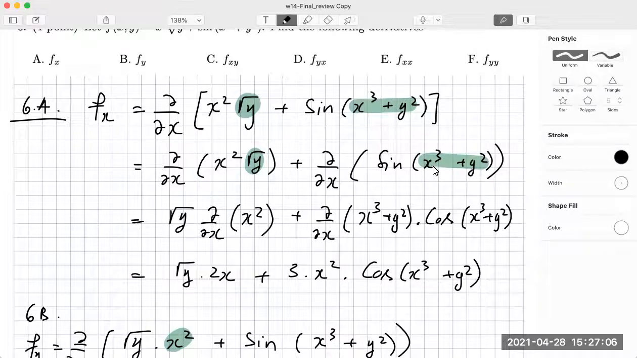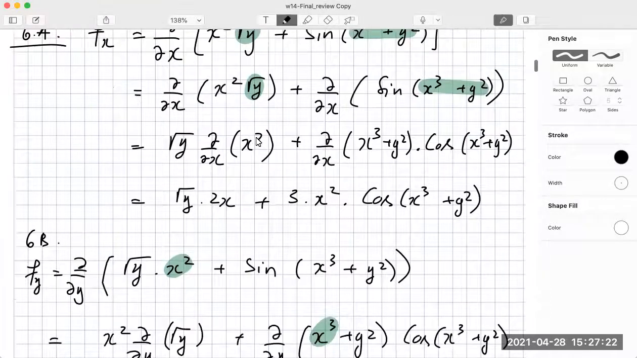x cubed plus y squared. So it will be the derivative of the inner function right here, which is the derivative of x cubed plus y squared, times cosine of this. Okay. So the derivative of x squared gives us 2x. For the derivative of x cubed plus y squared, we treat y squared as 0. Therefore, the derivative of this with respect to x will be 0. The derivative of x cubed gives us 3x squared. Then we rewrite cosine of this, like this. Okay.